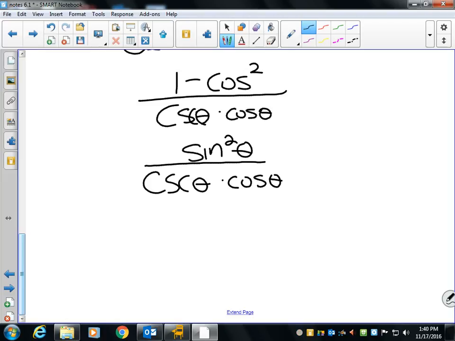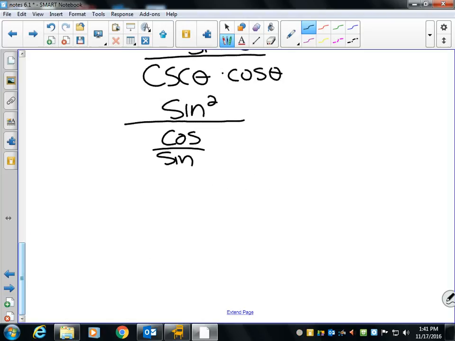What is cosecant anyway? 1 over sine. Okay? So we get sine squared over 1 over sine times cos. That's cos over sine, right? What do you do when you divide by a fraction? Flip and multiply. So we get sine squared times sine over cos. And so what do we get? Sine over cos is tan.